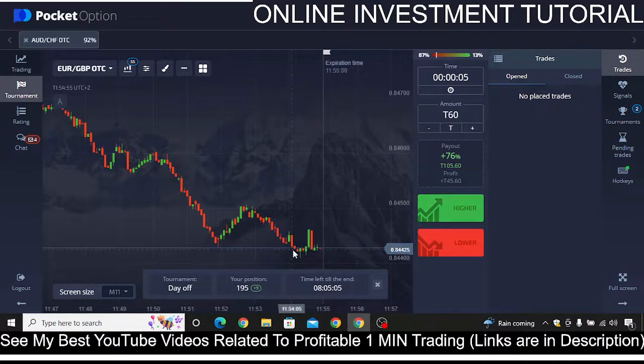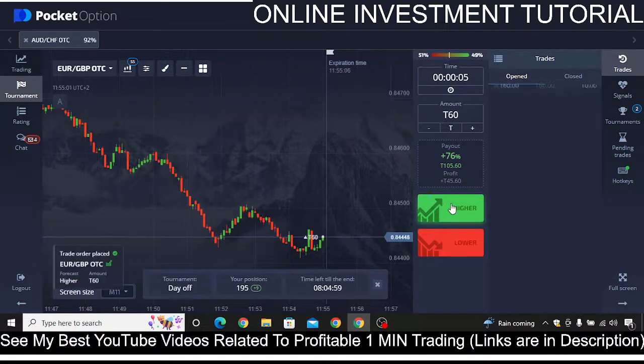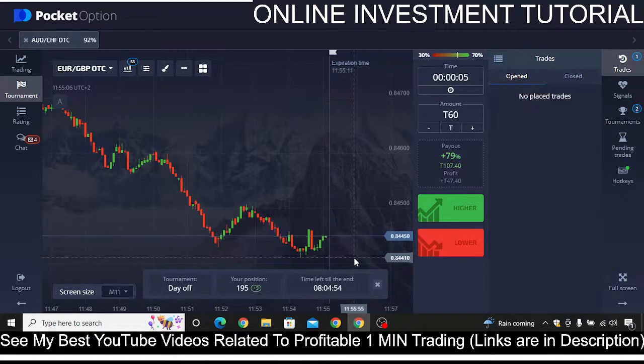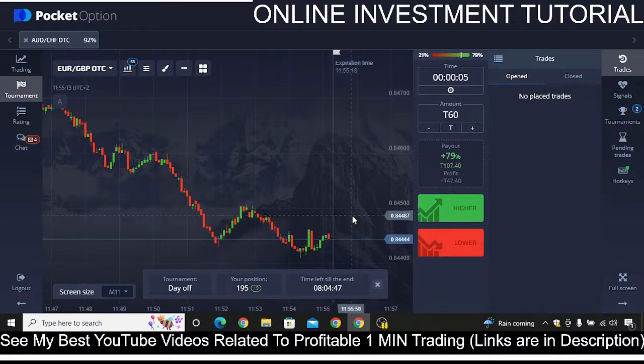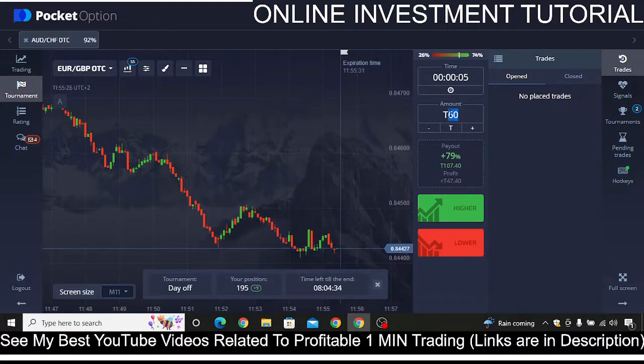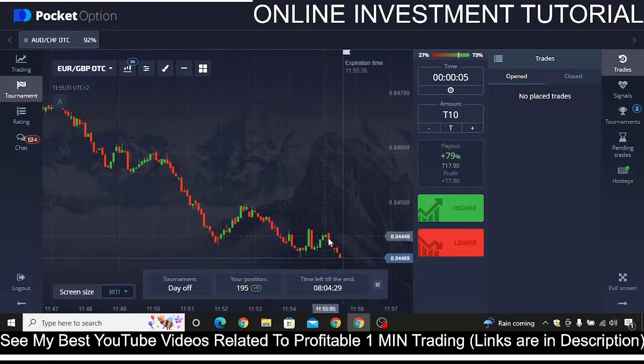Okay, so it has started to become flat. So that's why it is a little bit confusing here, but still let's see what happens if we make a higher trade here. So it seems like we made a profit this time by investing $60, but we needed to invest $90 here. Since we have made a profit, let's again go to $10.